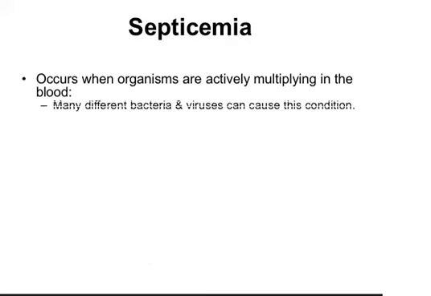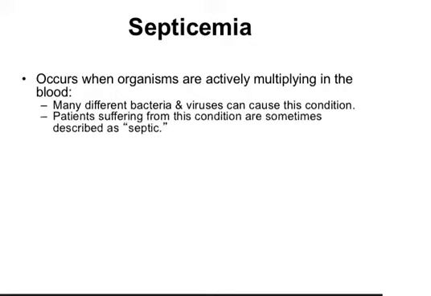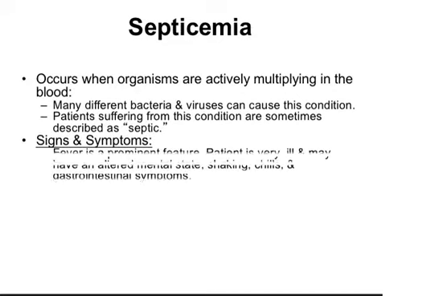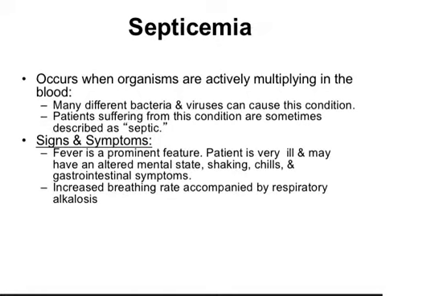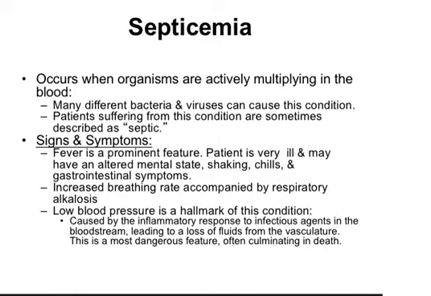Now, septicemia occurs when pathogens enter the bloodstream, specifically here bacteria and viruses. Patients suffering from this condition are called septic. Fever is a prominent feature. The patient is ill and has an altered mental state. We also see shaking, chills, and GI symptoms. Increased breathing rate is accompanied by respiratory alkalosis. Low blood pressure is a hallmark of this condition.